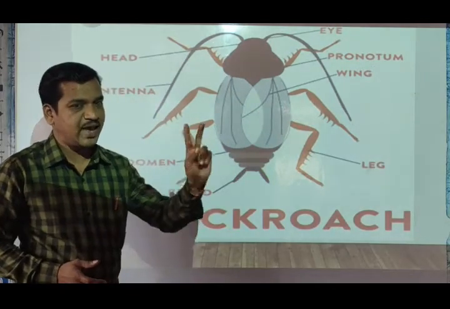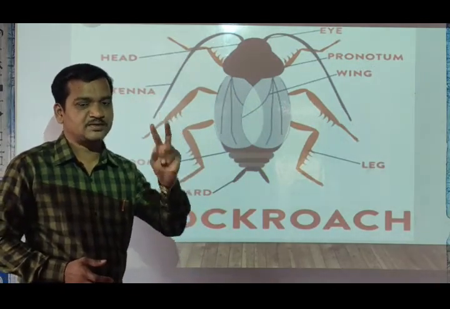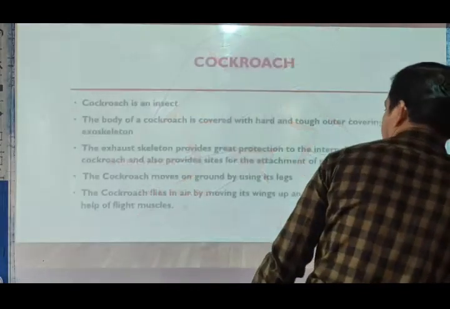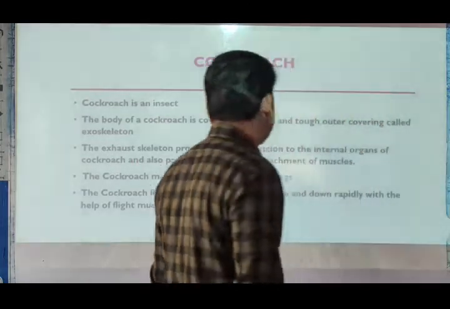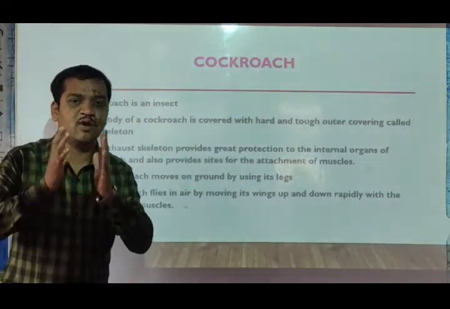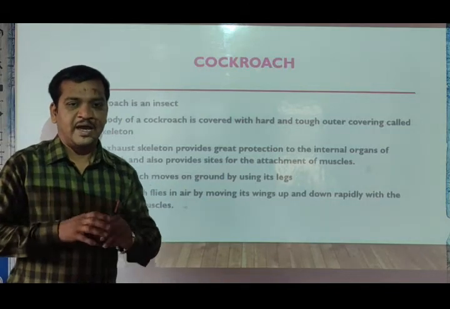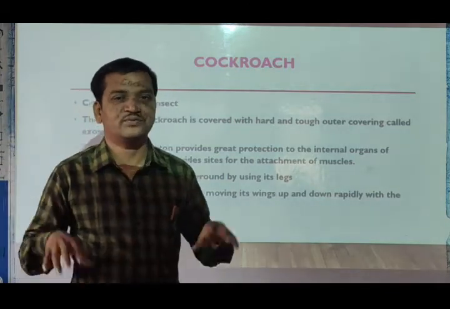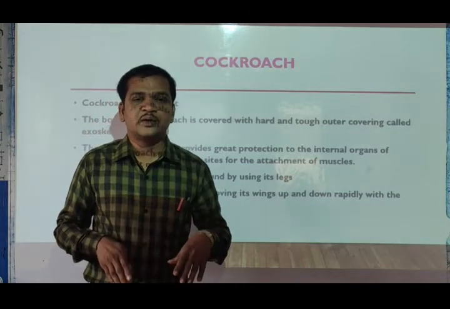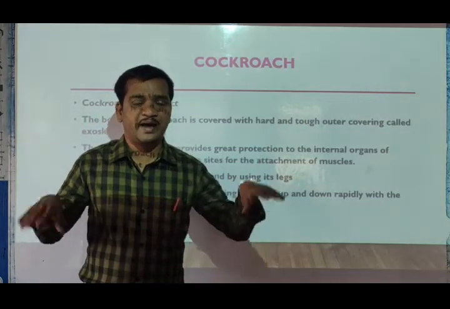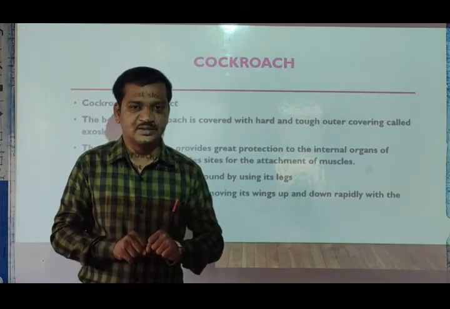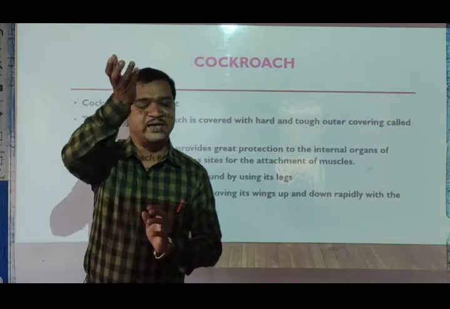A cockroach has 2 pairs of wings, and these 2 pairs of wings are attached to the breastbone with the help of flight muscles, and these wings are helpful to fly in air. So due to the movement of up and down of wings, cockroach fly in air.